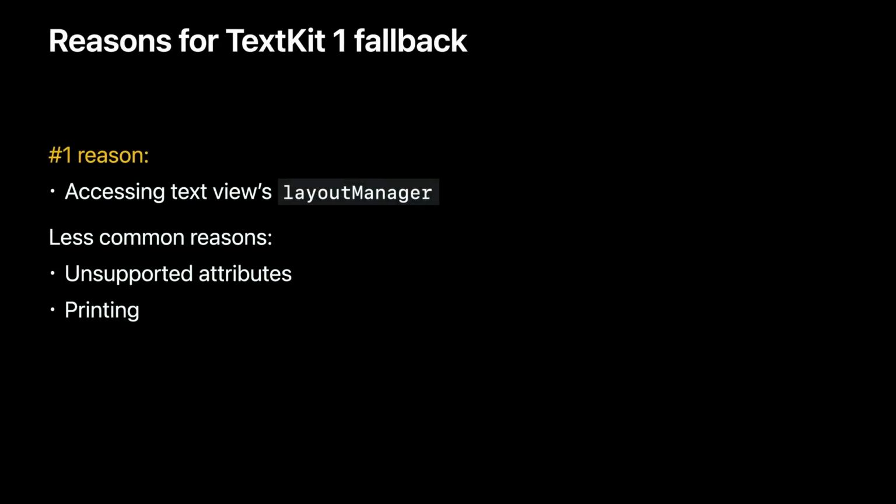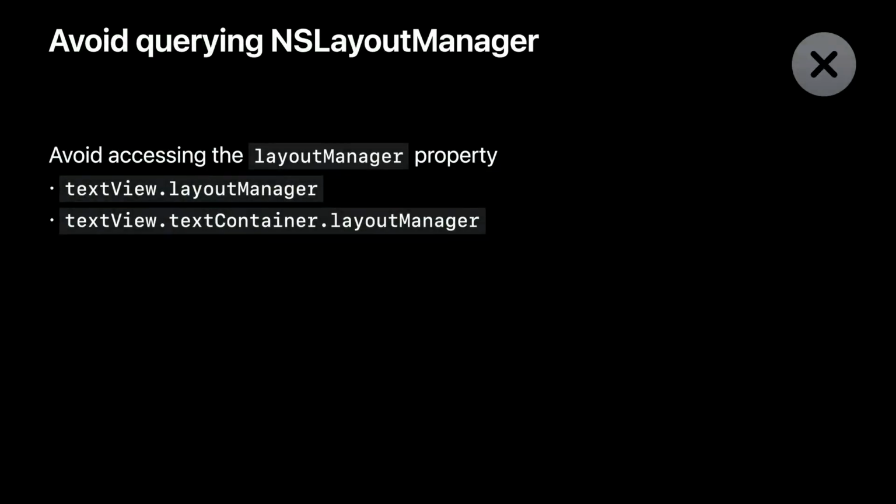And there are a few different reasons a text view will enter compatibility mode. The number one reason for a text view to enter compatibility mode is accessing the text view's layout manager property. The other reasons are much less common. So an important strategy is to avoid accessing the text view's layout manager property. Also, avoid accessing the layout manager through the text view's text container. Audit your code for uses of these properties and remove them or replace them with TextKit 2 equivalents.